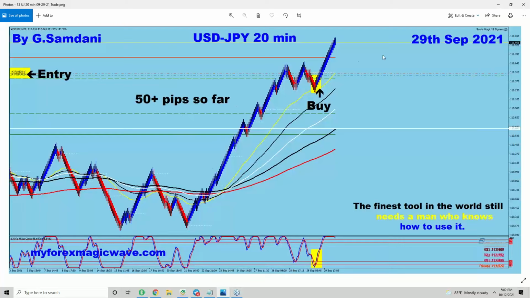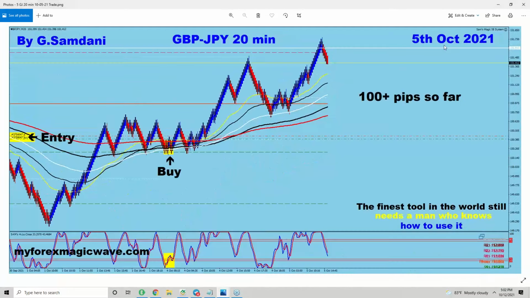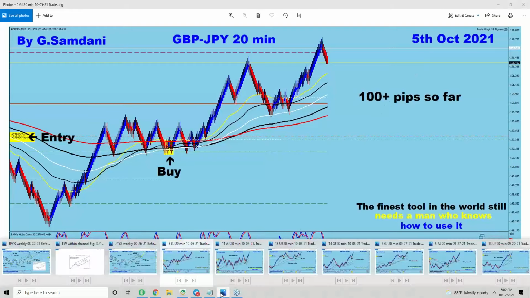So 50 pips here on the 29th, and then I had one on the 5th, and then comes the weekend, and after that the game starts again. This entry was on the 4th, and I closed it on the 5th because I failed to close here. It retraced, and I had to wait another day, and it went up again. I closed on the 5th, 400 pips. So this is pound yen.